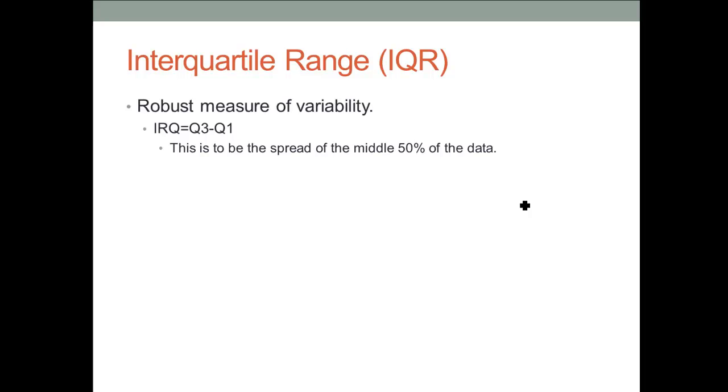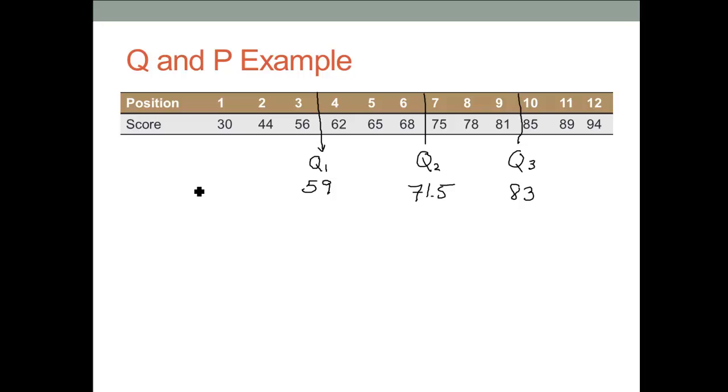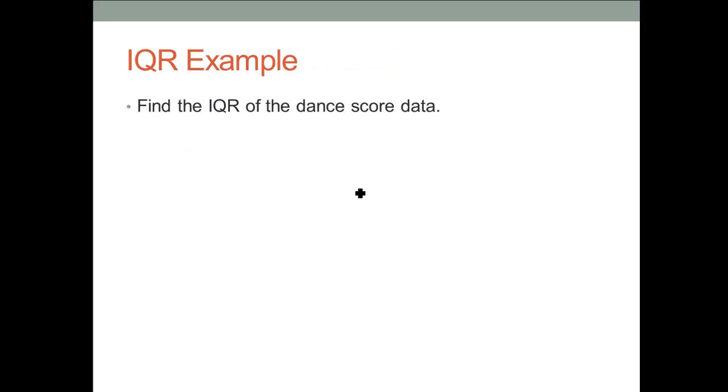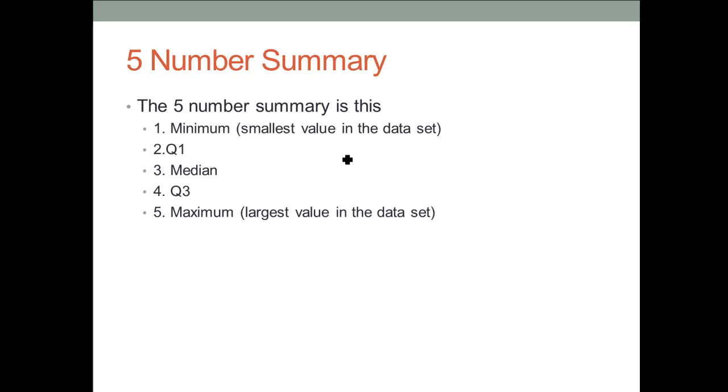So, interquartile range is our robust measure of variability, and it'll also help us find the outliers in this data set if there are any. So our interquartile range is Q3 minus Q1, which is 83 minus 59, which equals 24. So we found the IQR. It was 24. So 5-number summary is the minimum, quartile 1, the median, quartile 3, and the maximum.